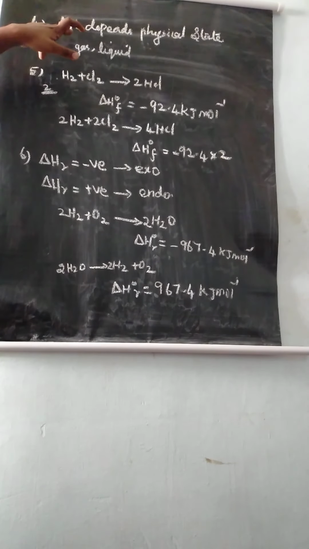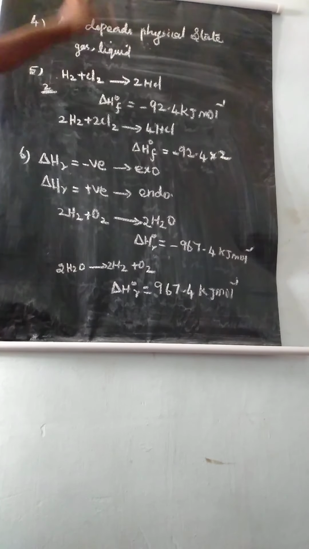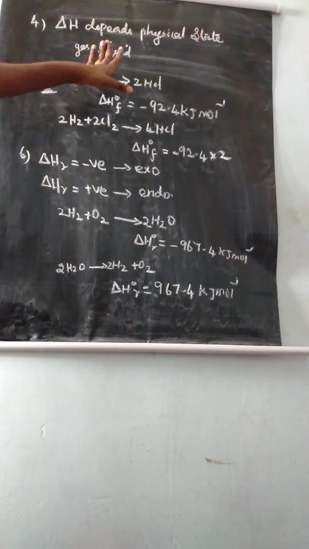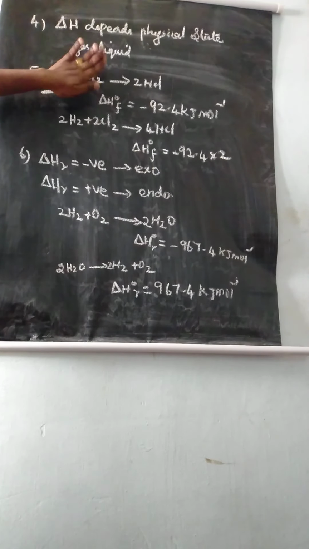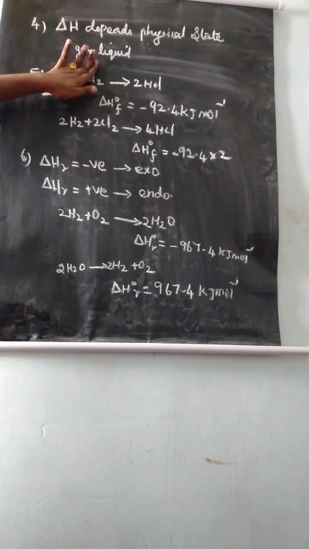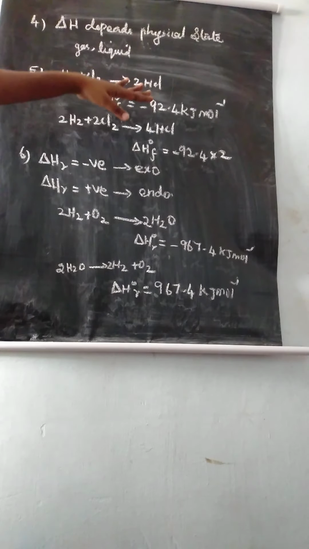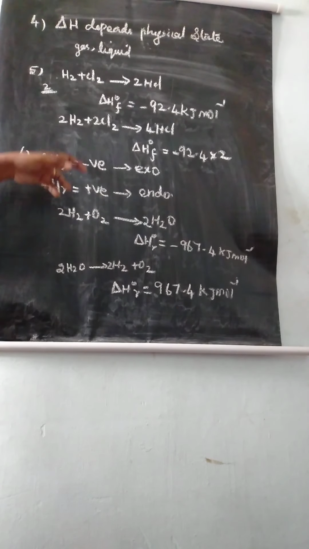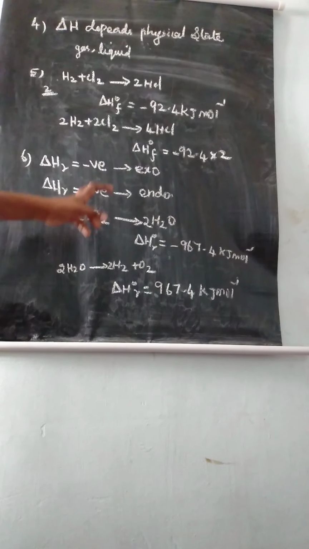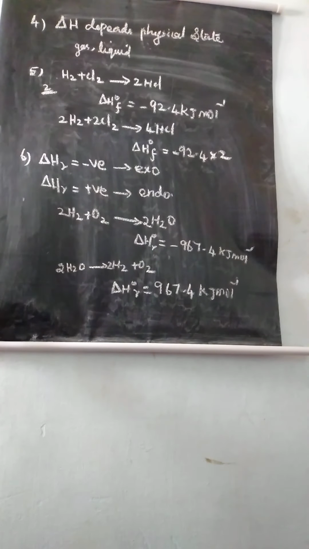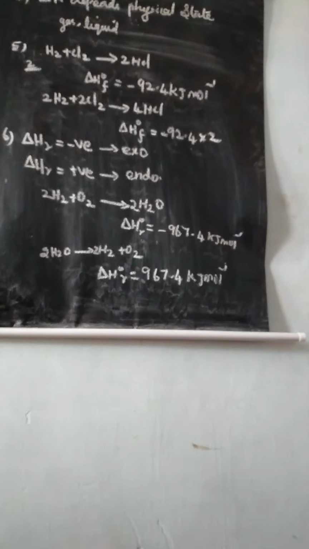Till the fourth point, the delta H value, the change in enthalpy, depends on the physical state of reactants and products. The next point, when the thermochemical equation is multiplied by a number, the enthalpy change is also multiplied by the same number. The next point, the enthalpy change value negative means exothermic, positive means endothermic. Understand this topic? So these are the conventions of thermochemical equations.